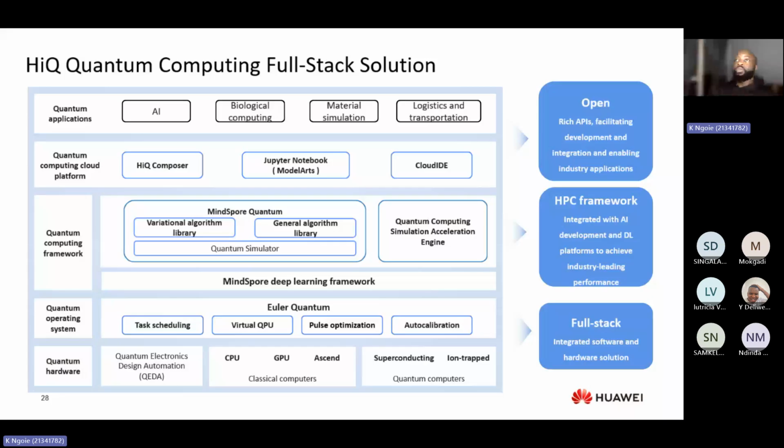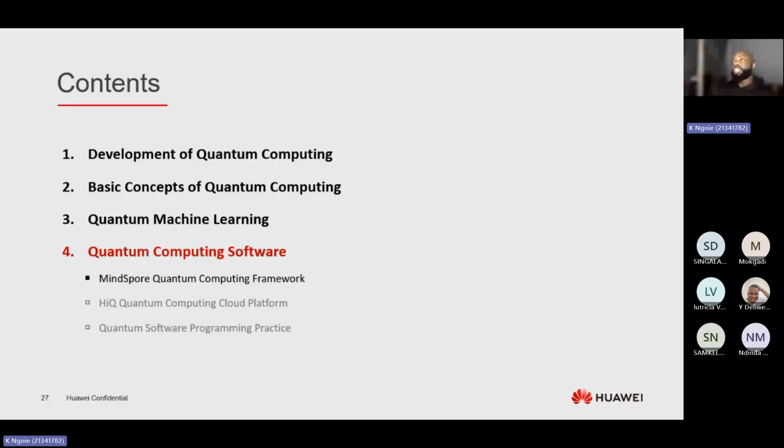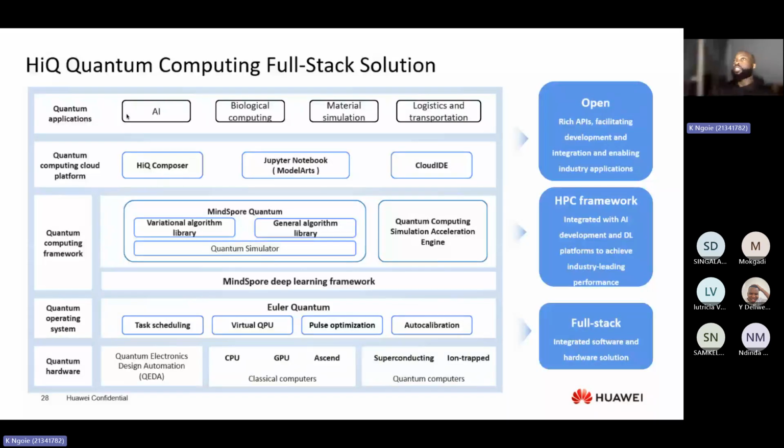Okay, and then remember we have MINDS4, which is the framework. In MINDS4, you have a part which is specialized for quantum computing. This is called the MINDS4 Quantum Computing Framework. That framework is for when you want to create your AI models by using quantum computing. You can have access to that on these platforms, right?